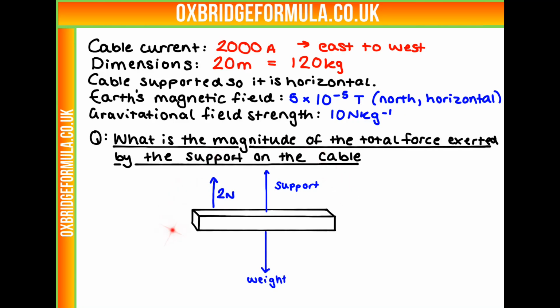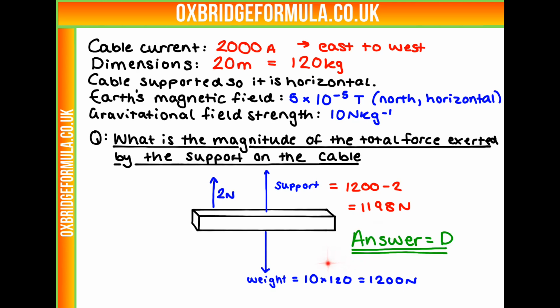So here I've simplified our diagram. This is the force brought about by the current. Now we just need to work out what the weight is so we can work out the support force. How do we work out the force exerted by weight? Well, this is just the mass times the gravitational field strength. So that's 10 times 120 or 1,200 newtons. And now we can work out the net force and therefore the force on the support. That's just going to be 1,200 take away 2 from this force here, and we get a total force of 1,198 newtons. So our final answer overall is answer D.